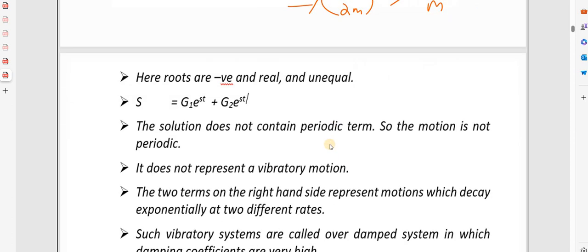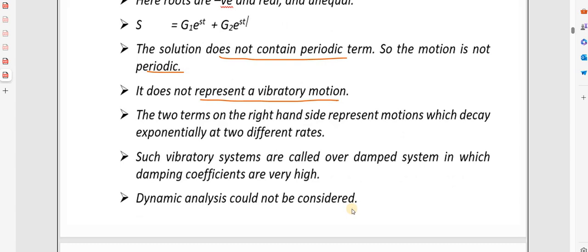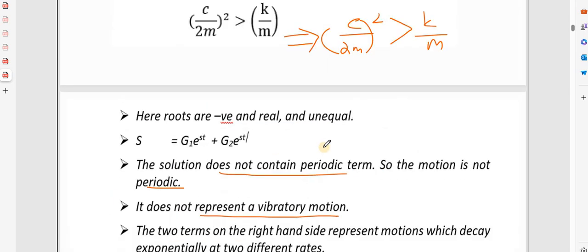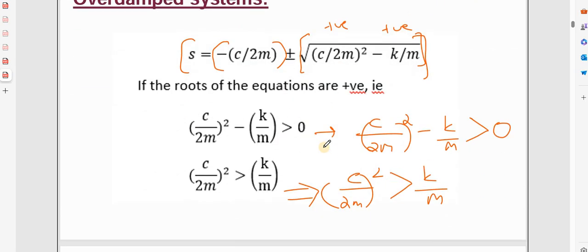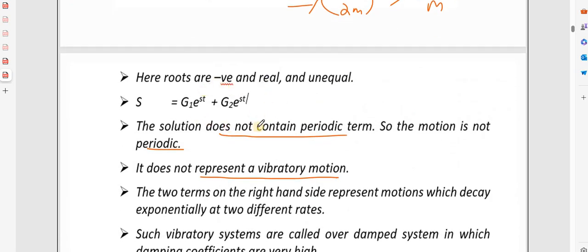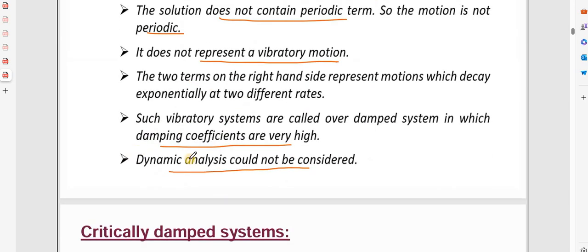So the solution does not contain any periodic term. So the motion is not periodic. It does not represent a vibratory motion. The two terms on the right-hand side represent motion which decays, and such systems are called overdamped systems, in which the damping coefficients are very high. The dynamic analysis cannot be considered in that type of system. That is meant by an overdamped system. Such a system is very difficult to analyze, since there is no vibratory motion.